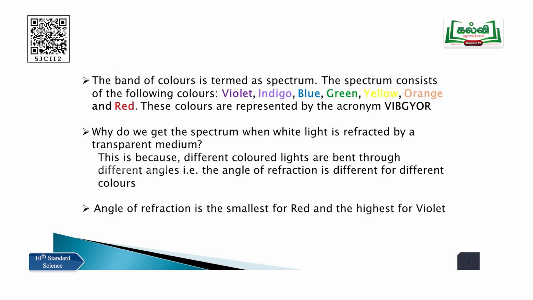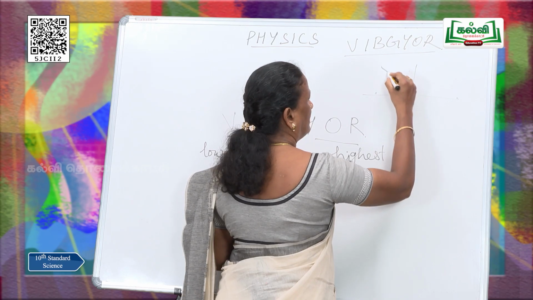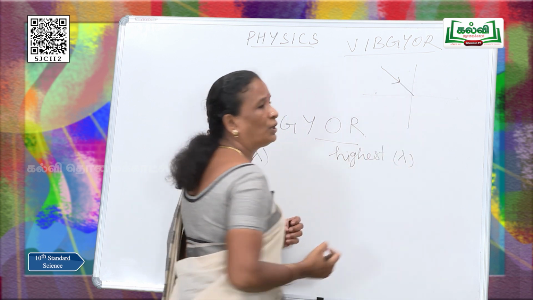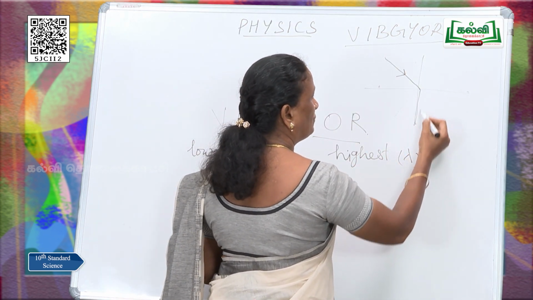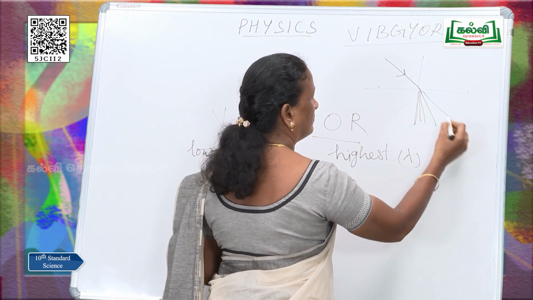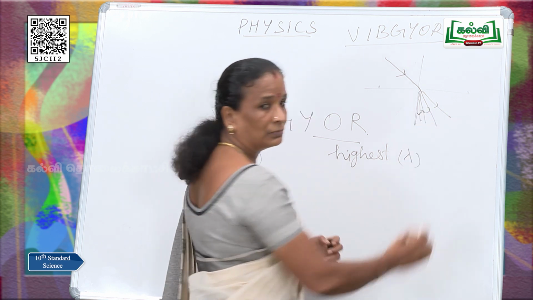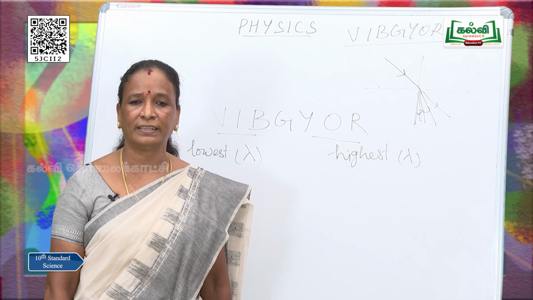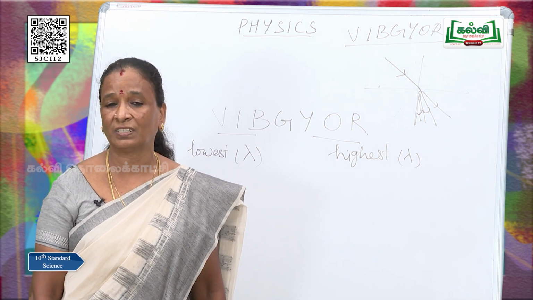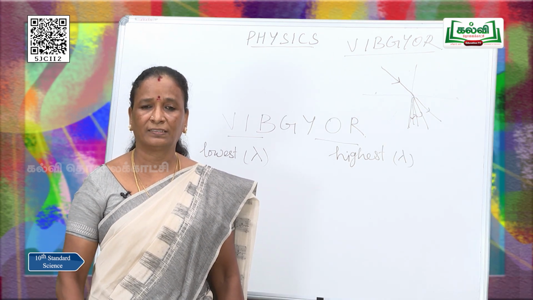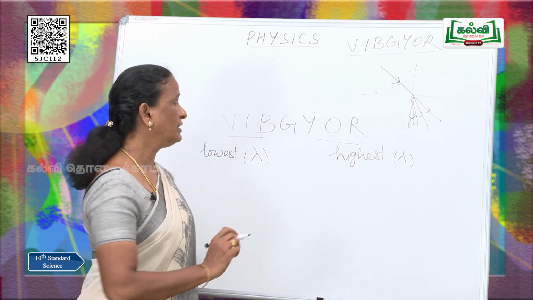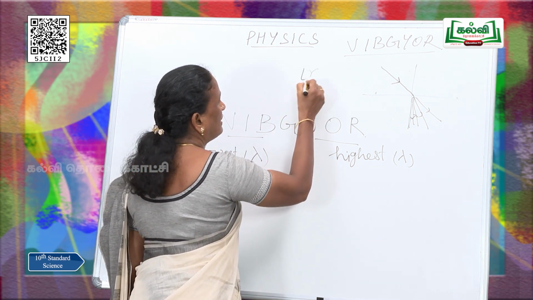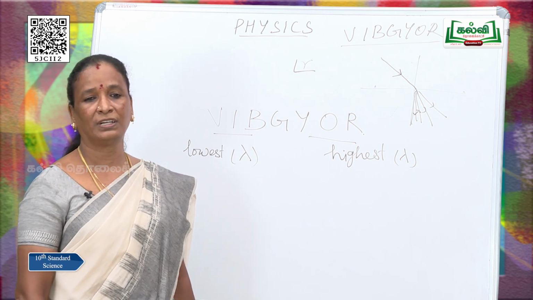You know angle of refraction. Suppose this is white light entering that glass. It is dispersed into different angles. So, different colored lights are bent through different angles. The angle of refraction is different for different colors. Angle of refraction is denoted by the letter r.